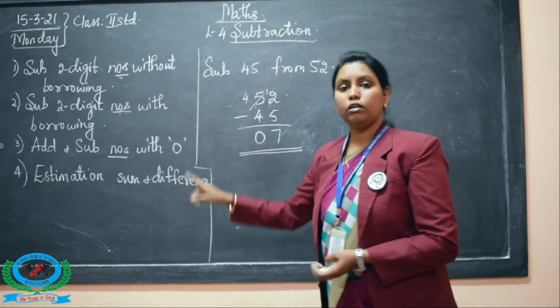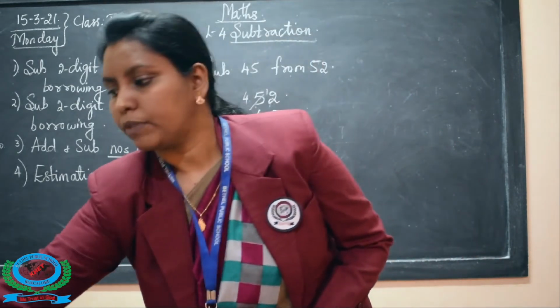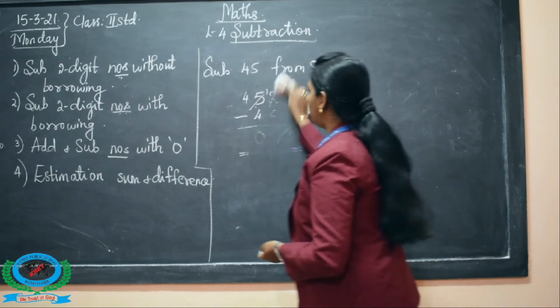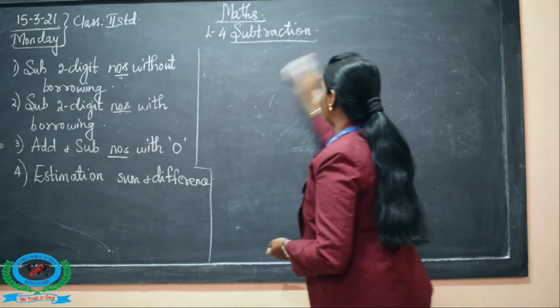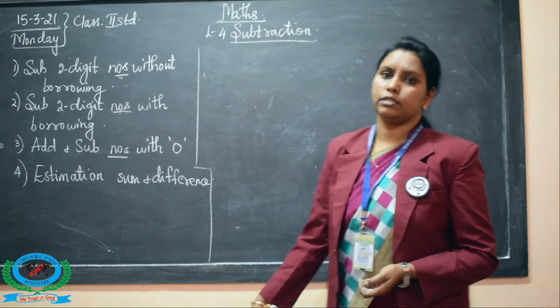Okay, so moving on to the third subunit, that is addition and subtraction of numbers with 0. So what is the role of 0?